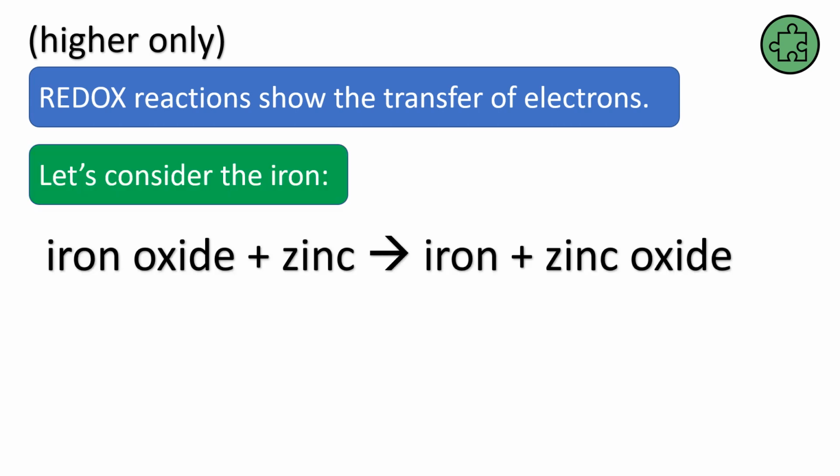Let's look at this equation again, but this time let's consider the iron. So the iron at the beginning as a reactant starts off as part of the compound. It's an ionic compound, it's going to be an ion, it's going to have a charge, and iron has a +2 charge. By the product side, by the end of the reaction here, this is now iron on its own.